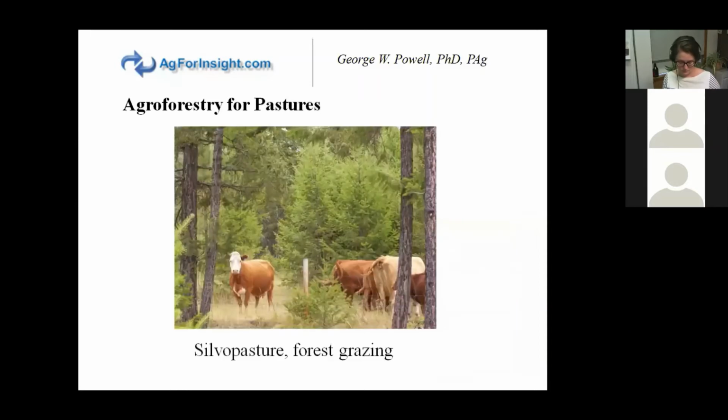And agroforestry used in pastures, where we're blending livestock production, forage production, and tree and shrub production. And this is referred to as silvopasture. In BC, it's probably more commonly referred to as forest grazing.